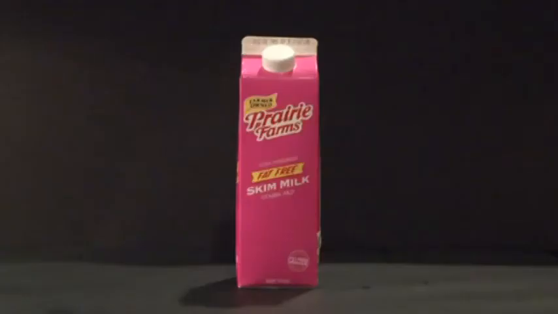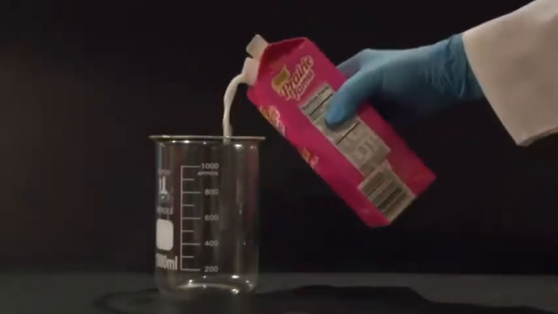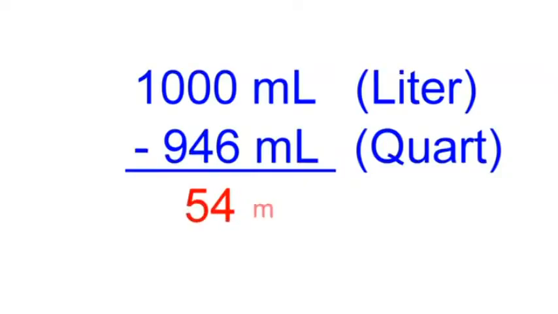This is a quart of milk, and if we take a close look at the carton, we will see that a quart is equal to 946 milliliters. So we should have no problem pouring all of this milk into this 1 liter container. 1,000 milliliters equals 1 liter. Note that the quart of milk does not quite reach the 1,000 milliliter line. If you do the math, you'll see that the volume of 1 quart is 54 milliliters less than the volume of 1 liter.